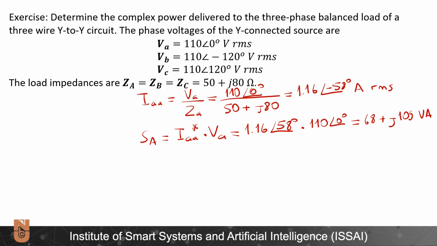And in a circuit where we just have a balanced source and balanced load, I will have S total as 3 times SA. In other words, SB and SC are equal to SA as well, and this will be equal to 204 plus J327 volt amperes, and this is my final solution. As you can see, when the load impedances are balanced, it is much easier to solve the question.